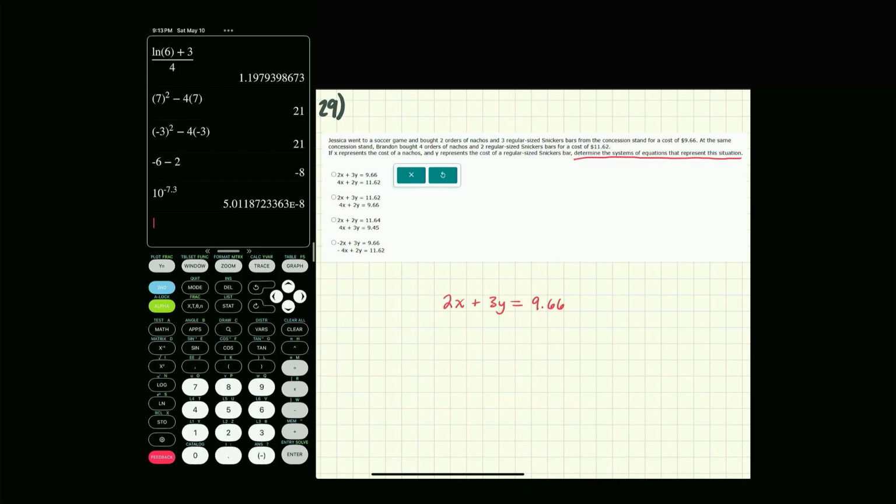And then Brandon bought 4 nachos, so 4x, 2 Snickers bars, so 2y, for a cost of $11.62. So again, no solving required. They just want us to come up with a system of equations. And this one looks like it's A. And we're done.